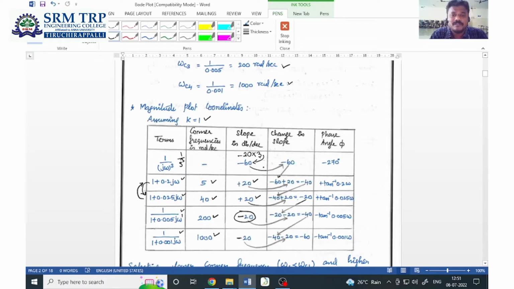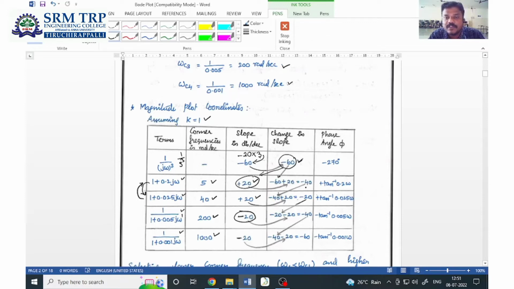Very simple. For the first term, whatever slope you have, the same value you put in the change in slope. Here I got minus 60, so minus 60 will be the change in slope. For the second term, what is the slope change? It is the sum of the change in slope of the previous term and the present term's slope. The previous term's slope change is minus 60. This should be added to plus 20, which gives you minus 40. So you have to add both these values.